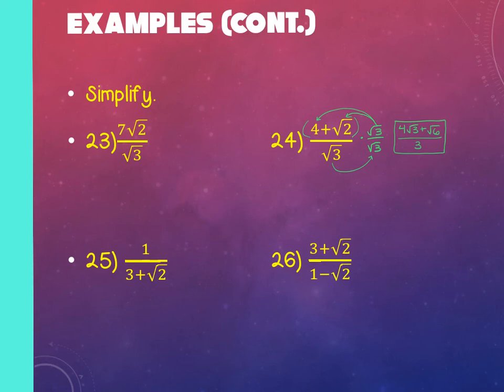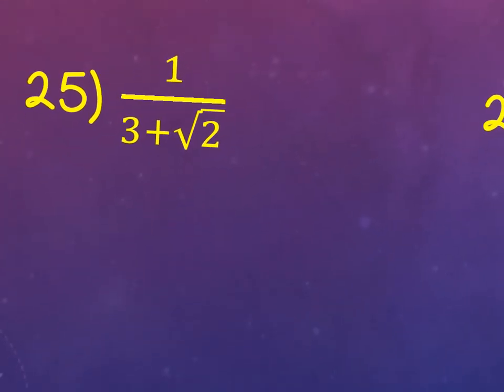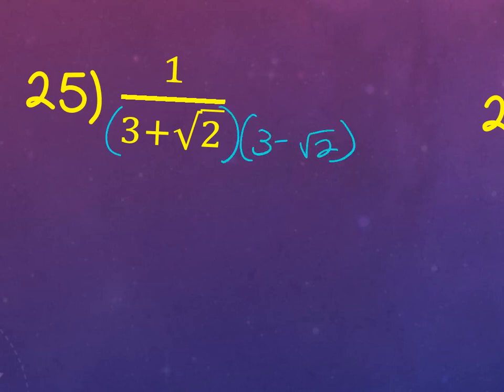The page before, the sum was in the bottom. Oh, yeah. Now the sum's in the top. So if you only have a single term in the bottom, you only have to multiply by that single term, no matter what's in the top. But if there's a sum in the bottom, like 25, this is like the one that was on the example before, you have to multiply by the opposite.